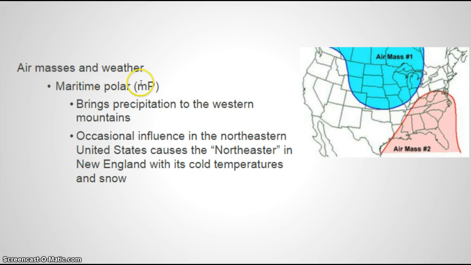So maritime polar, small m, capital P. These bring precipitation to the western mountains. They occasionally influence the northeastern U.S., called the nor'easters, and in New England, with its cold temperatures and snow. And you hear about these, they make the news irregularly.